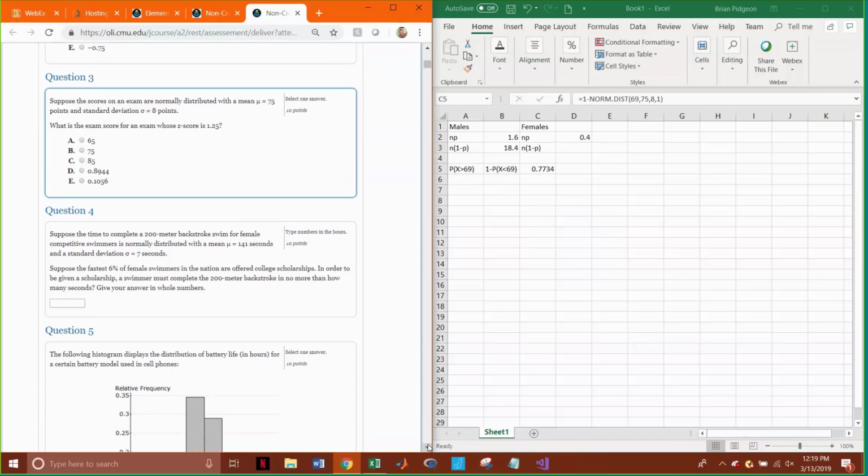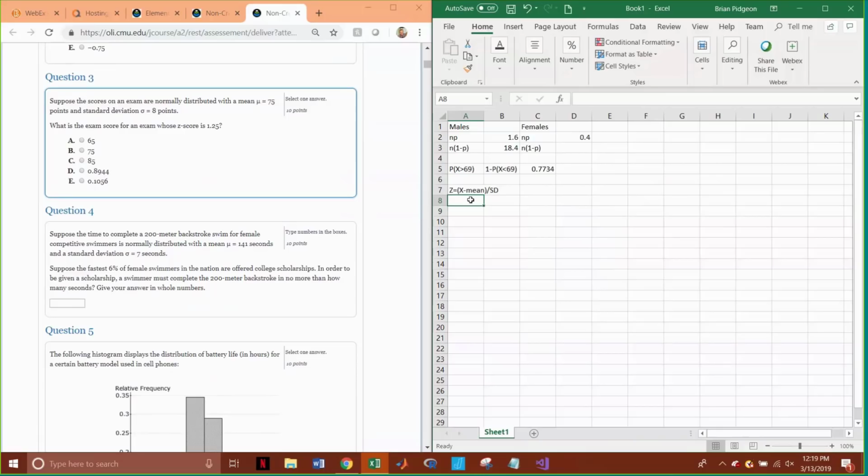Suppose the scores in an exam are normally distributed with mean 75 and standard deviation 8. What is the exam score for an exam whose z-score is 1.25? There actually is no Excel function for this. You just need to know that to calculate a z-score, we take the X value, subtract the mean of the distribution, and divide by the standard deviation. Knowing this formula, we can actually work backwards. We can solve for X.